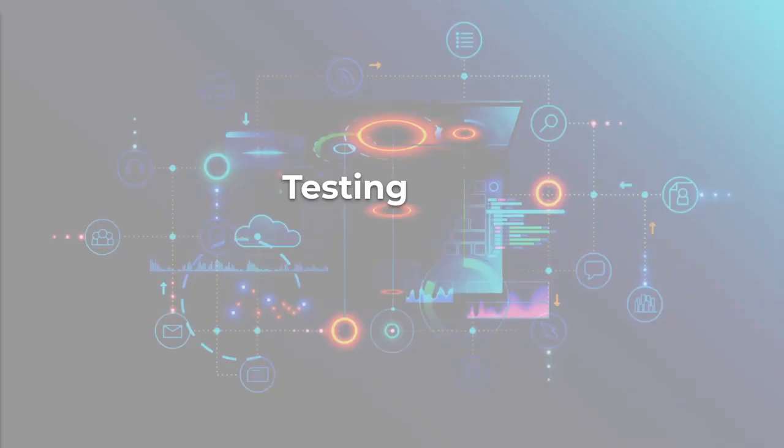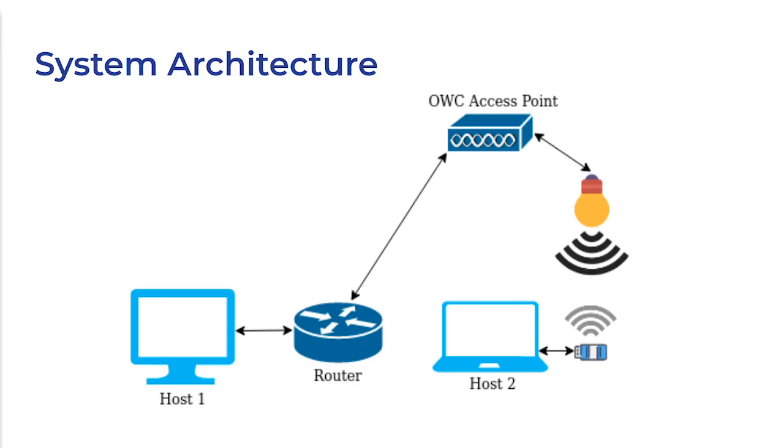And now to the testing part, we will discuss the data we have gathered and how we've gathered it. This is our system architecture. We have two hosts, one connected via optical wireless and one wired directly to the router.